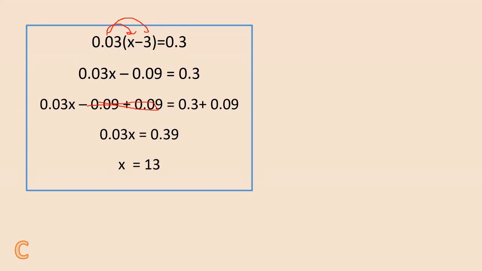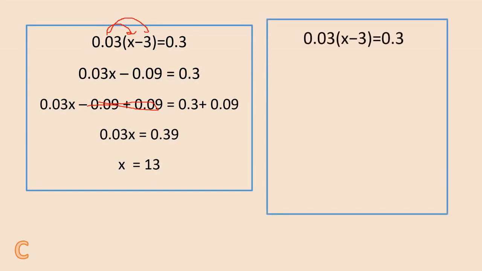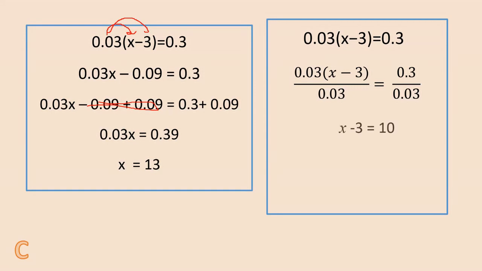Well, I'm wondering, could we try doing a division method? Let's check it out and see. Here we go. So if we use that same original equation and we divide by 0.300 on both sides, we're going to be left with x minus 3 equals 10. Now, what do we do? Add a zero pair by adding a positive 3 on both sides, and we're left with x equals 13.